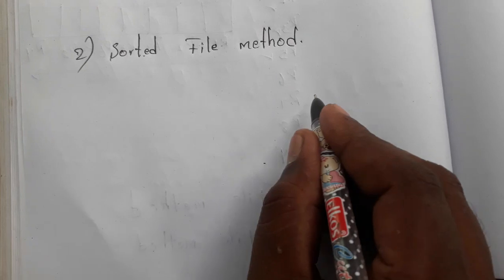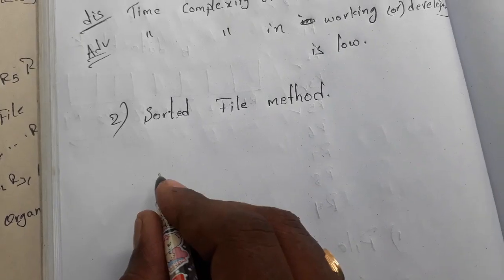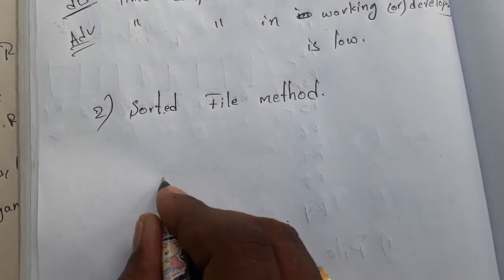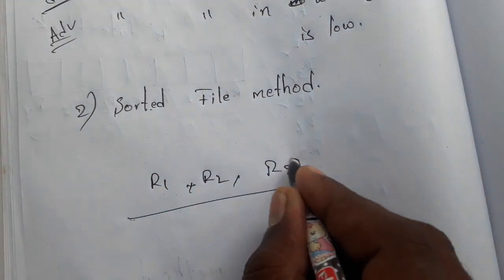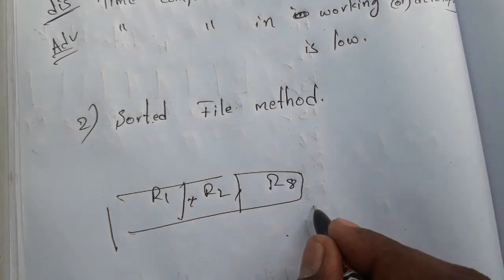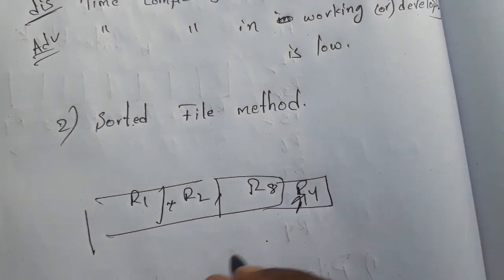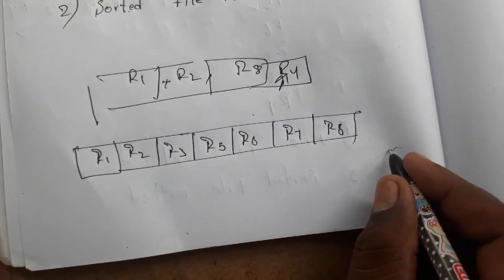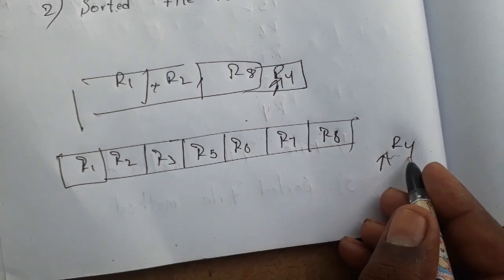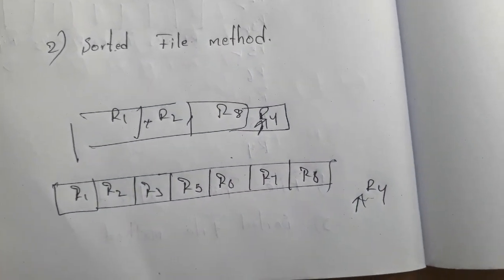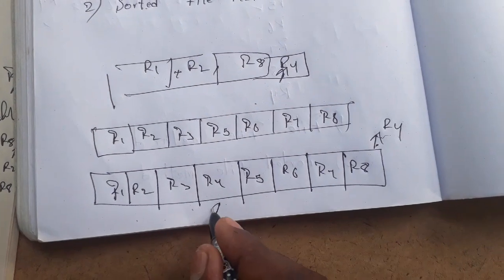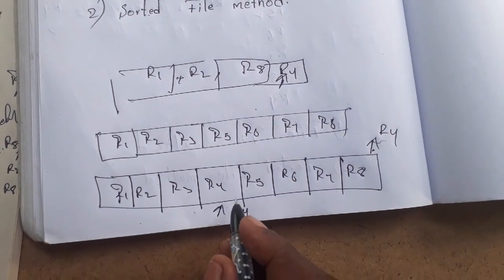Customer recruitment. The second case of sequential storing is the sorted file method. In the sorted file method, we have R1, R2 up to R8, and a new record R4 is entering. We have R8 records, and we have to enter a record R4. After entering R4, the DBMS itself sorts all the records in sequential order. R4 is placed here in sorted order.